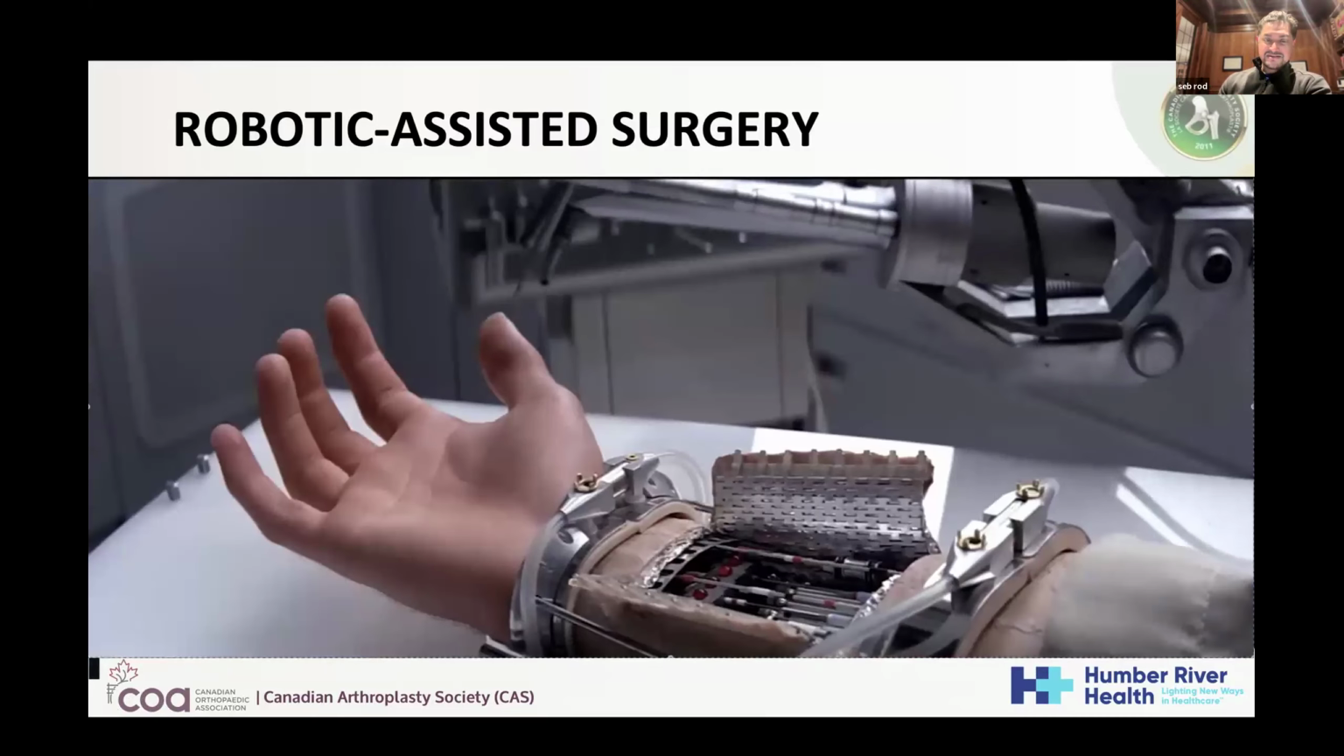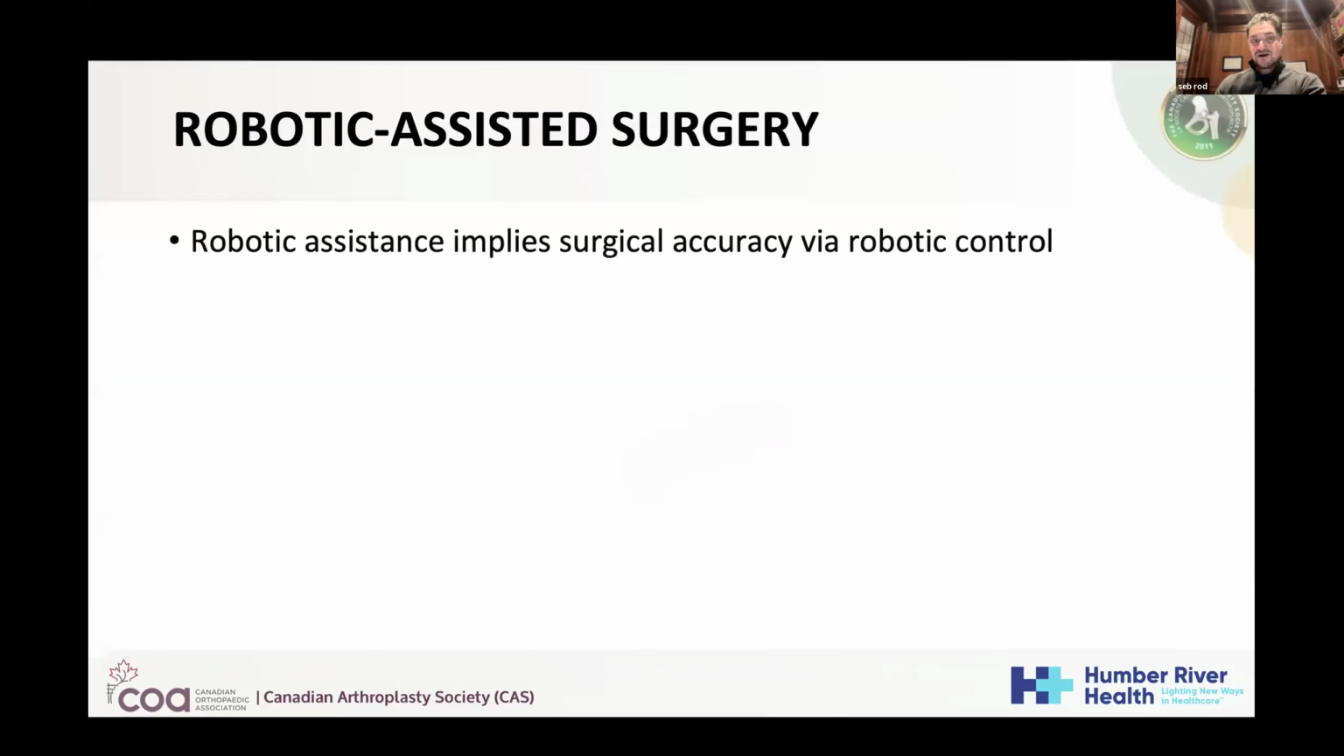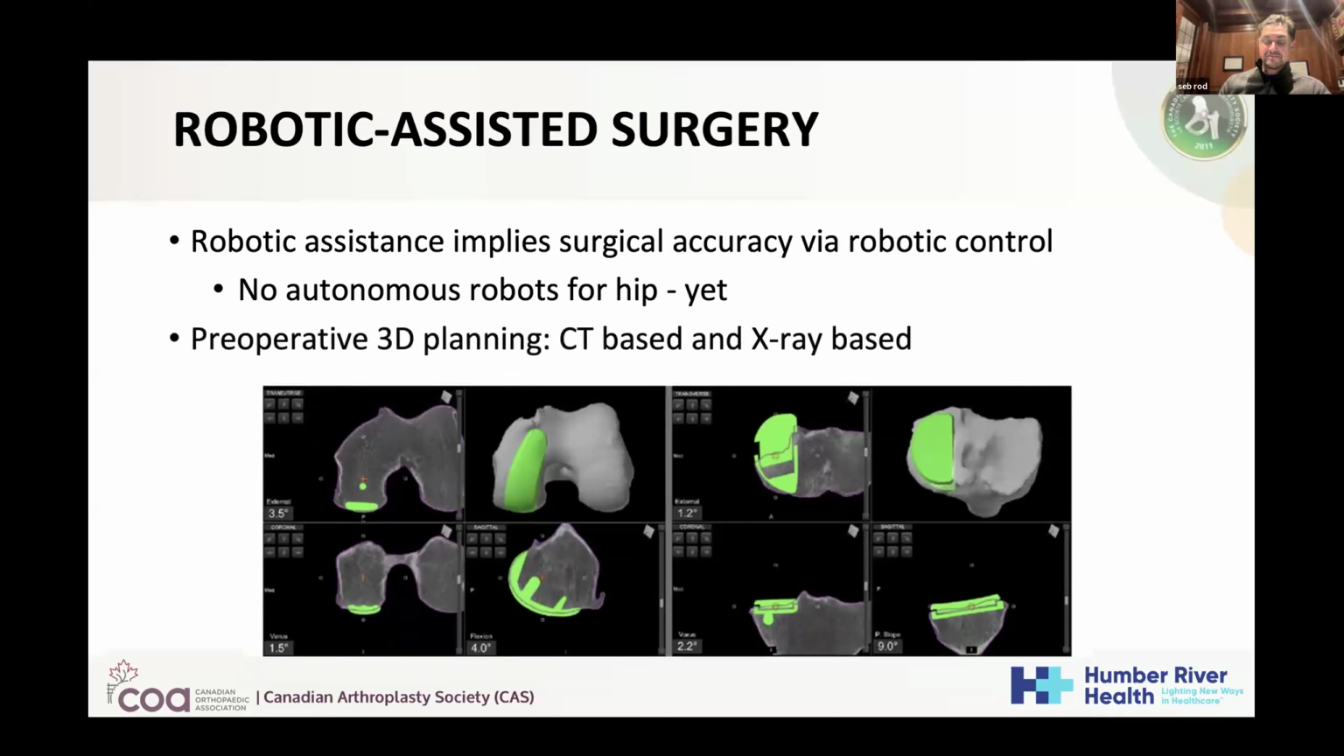So while we think things like this are coming, this isn't necessarily what's going on. And robotic assistance really implies that you have surgical accuracy via robotic control. As of now, there are no autonomous robots for hip replacement surgery. There are autonomous robots coming out for knee surgery, and I think hip replacement is not going to be far behind at some point. What I mean by autonomous is that you will prepare bone, but you won't actually have to guide a robotic arm to do it. It'll be the robot actually performing that surgery.